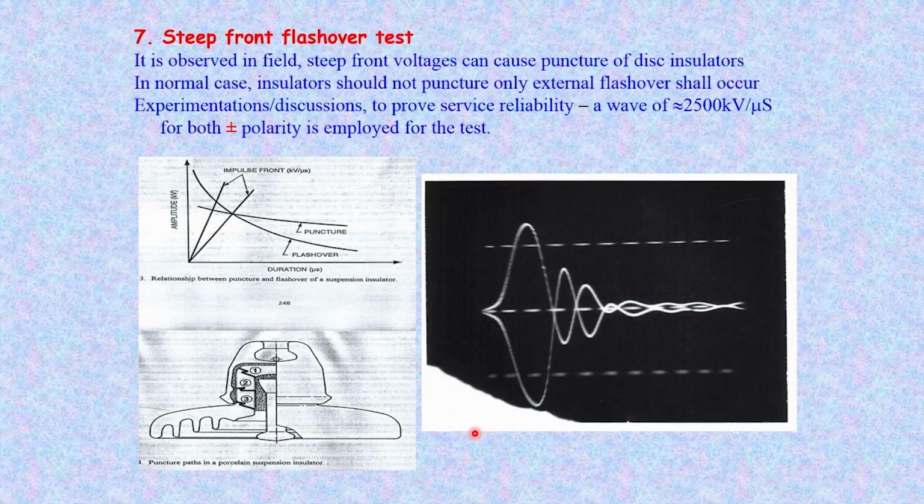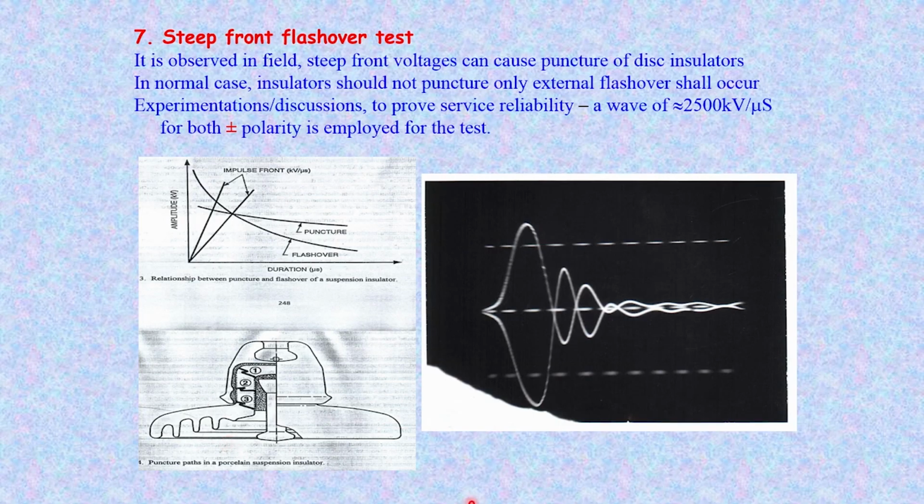So, this is the steep front flashover test, again a very important reliability test which is carried out for extra high voltage or ultra high voltage transmission insulators. It is observed in the field that very steep fronted voltages could cause puncture on the disc, particularly on the ceramic. In the normal case an insulator should not puncture, only external flashover could happen, that is external flashover on the surface from this metal cap to the pin. Surface flashover could happen and the insulator regains its properties, whereas in case of puncture the insulator completely degrades its insulating properties and has to be changed in the field.